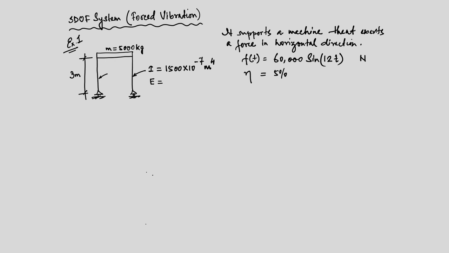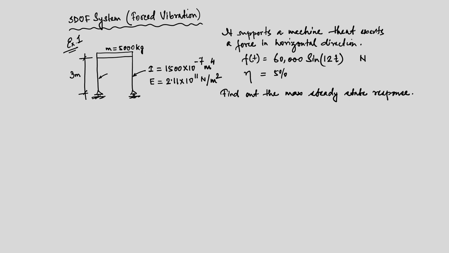Then our objective is to find out the maximum steady state response. Right. Now, Young's modulus, obviously, if it is made of steel, is 2.11 into 10 to the power 11 Newton per meter square.